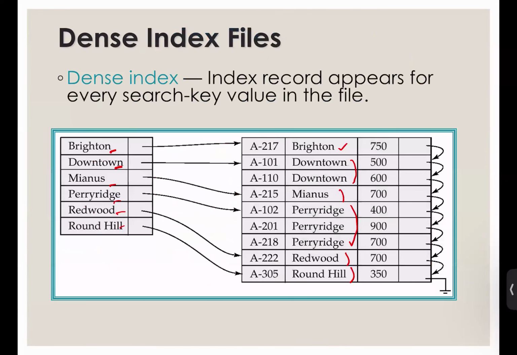So here we have Brighton, we have 2 downtowns, we have 1 Minus, we have Perry Ridge, and we have 1 Redwood and 1 Round Hill. So 1, 2, 3, 4, 5, 6. We have 6 different search keys. So we need to use all of them to create the index, and we call that dense index.